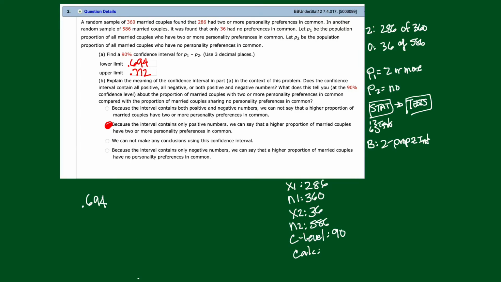So I just want to finish this problem by writing out what we've got. We've got 0.694 is less than P1 minus P2. No hats on these, right? No hats, because those are estimates. So these are what we think are the true proportions, which is less than 0.772. Or if you like, 69.4% is less than the proportion of people having 2 or more minus the proportion having none, which is less than 77.2%. Just to get another interpretation, another feeling for what we're doing.